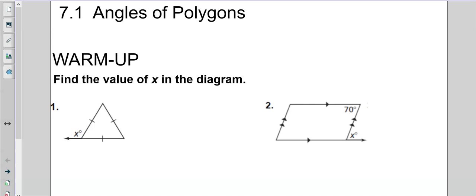Unit 7. We've been dealing with triangles for quite a bit, and we are finally going to move on to other shapes. So let's have a quick review, warm up. Find the value of x in the diagram. So we're trying to find this angle right here.